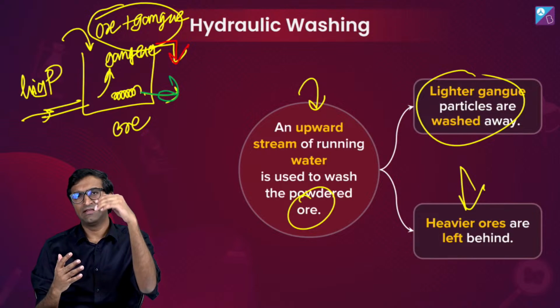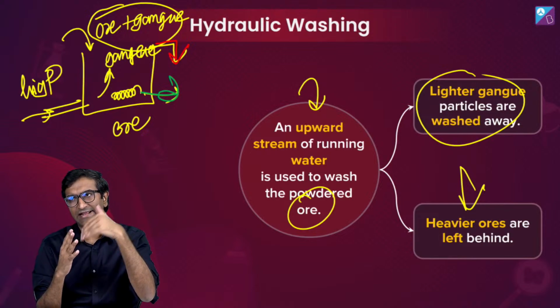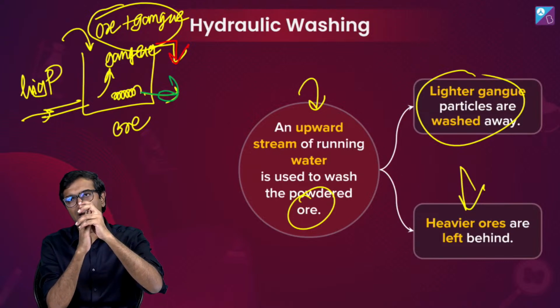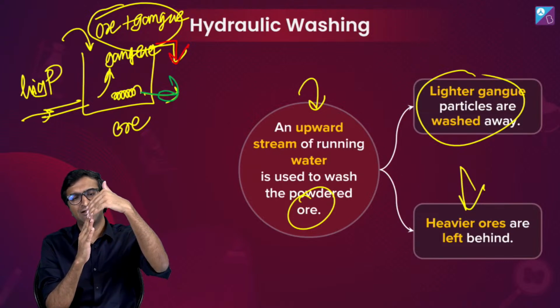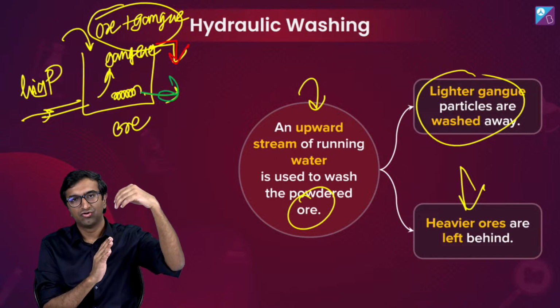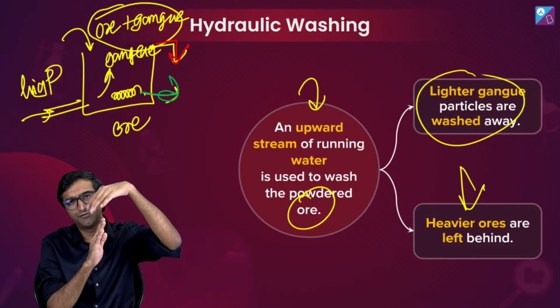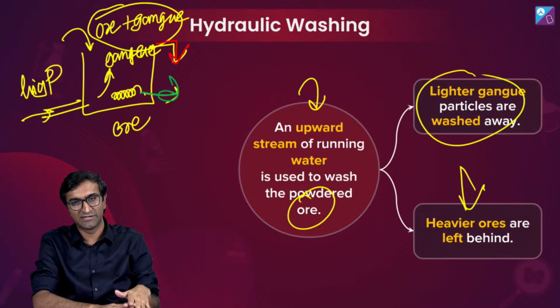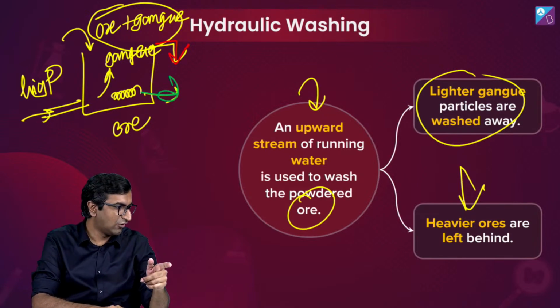You know that something floats or sinks अगर उसकी density पानी से ज़्यादा या कम है. तो by putting high pressure water up, I'm essentially, जो downward force है gravity का उसको मैं balance कर रहा हूँ. तो जो ज़्यादा dense चीज़ है वो तो फिर भी नीचे चला जाएगा, but जो कम dense है because of the high pressure वो ऊपर चला जाएगा. That's what this upward stream thing means. Okay. Any doubts? Are we good?